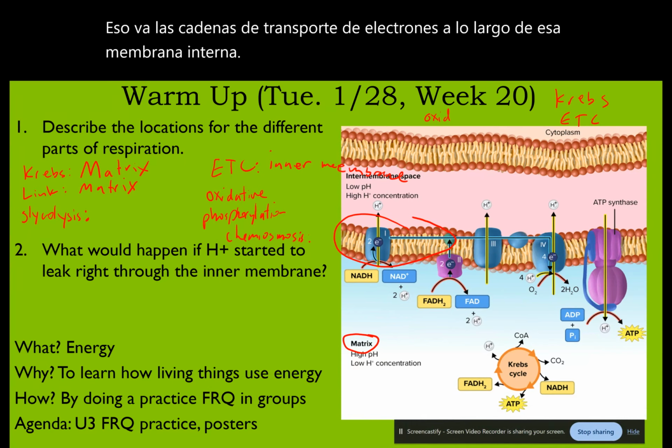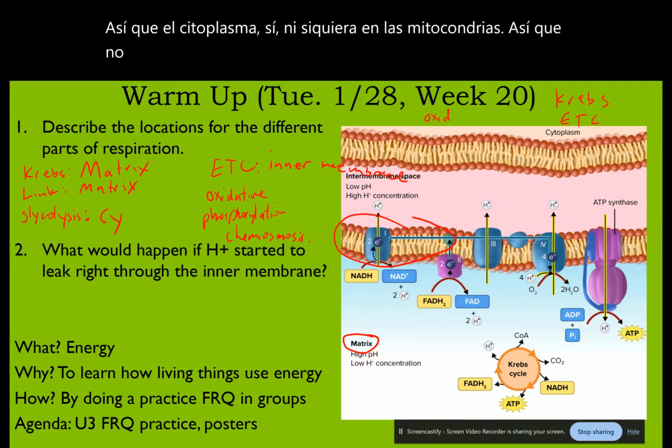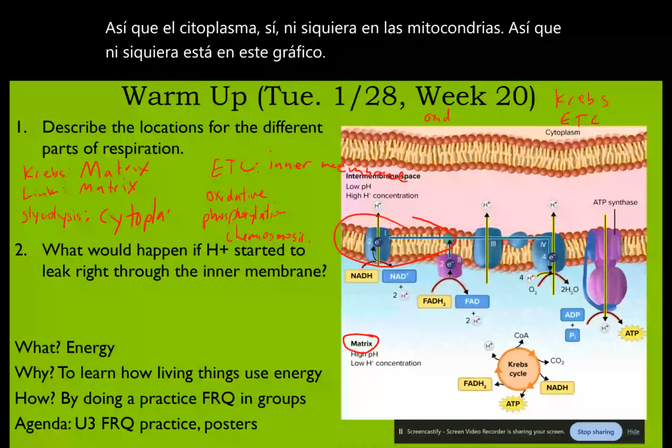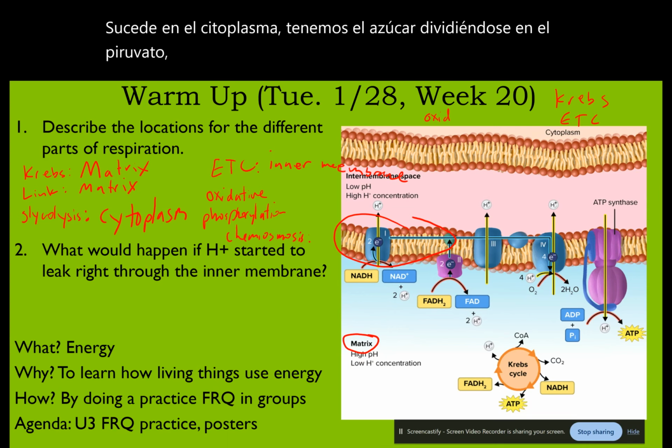Annabelle, what about glycolysis? It's in the cytoplasm. Yeah, it's not even in the mitochondria, so it's not even on this graphic. It happens in the cytoplasm, where you have the sugar splitting into the pyruvate. Then the pyruvate comes on into the matrix.